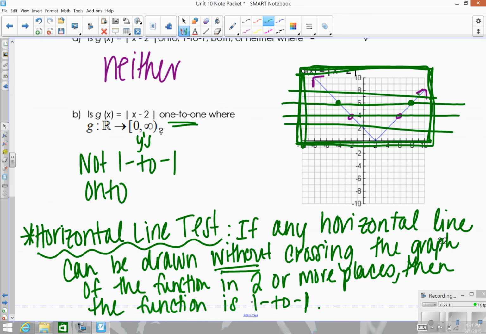If it passes the vertical line test, that makes it a function. So in order to say it's a one-to-one function, it has to pass both horizontal and vertical line tests. And onto, there's not a test for. It's really just imagine looking at the range, and if the range matches what you're looking at for your mapping, for what the graph can be mapped to, if they match, then it is going to be onto. Or you just move up and down your y-axis and make sure that all of the y values are being used.